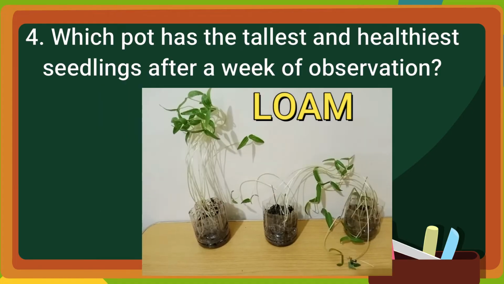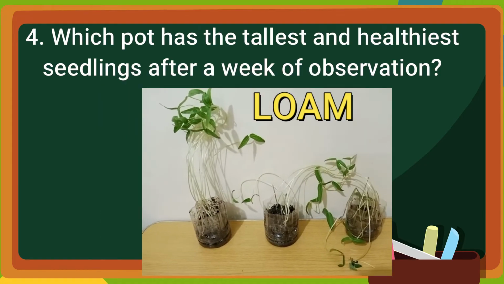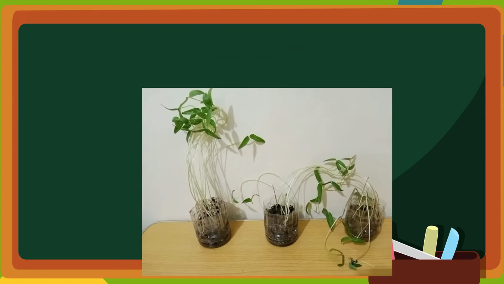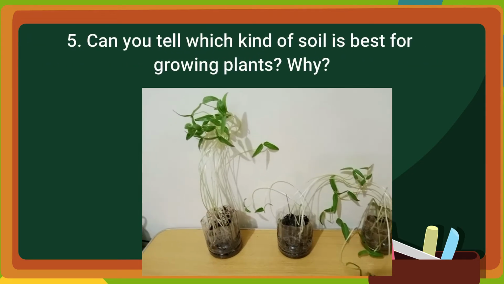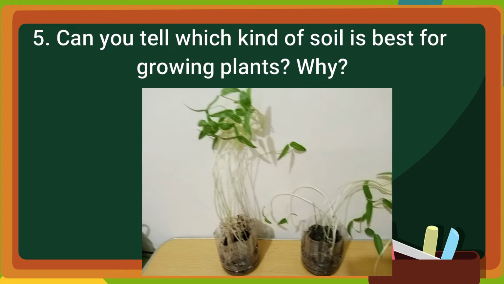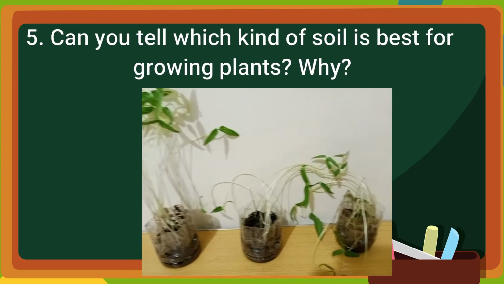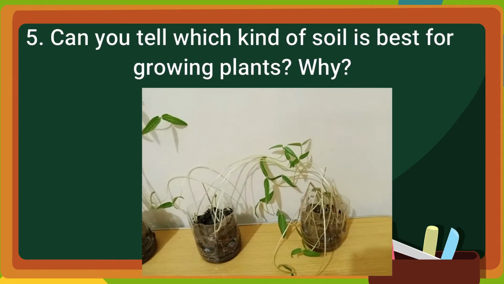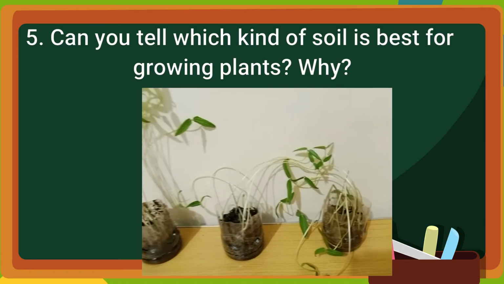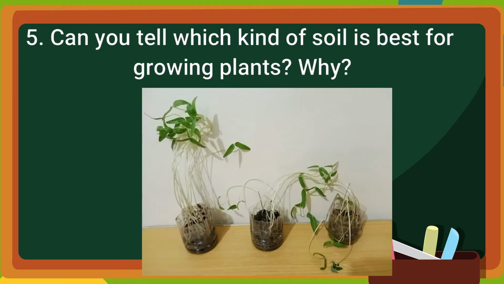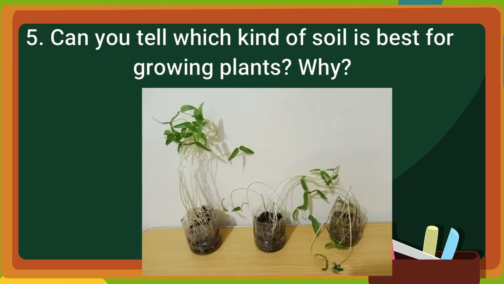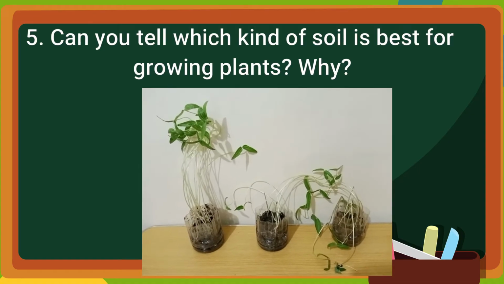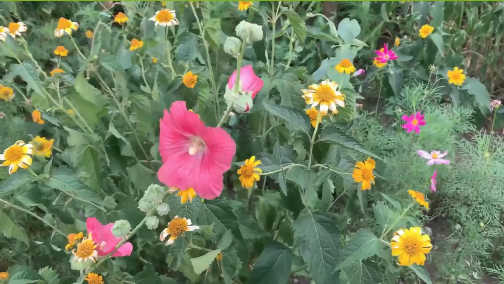And number 5, can you tell which kind of soil is best for growing plants? Why? Right. Loam is the best soil for growing plants. Loam can absorb enough water and has good water drainage that provides good flow of air. It does not dry out in summer or clog with water during rainy days.